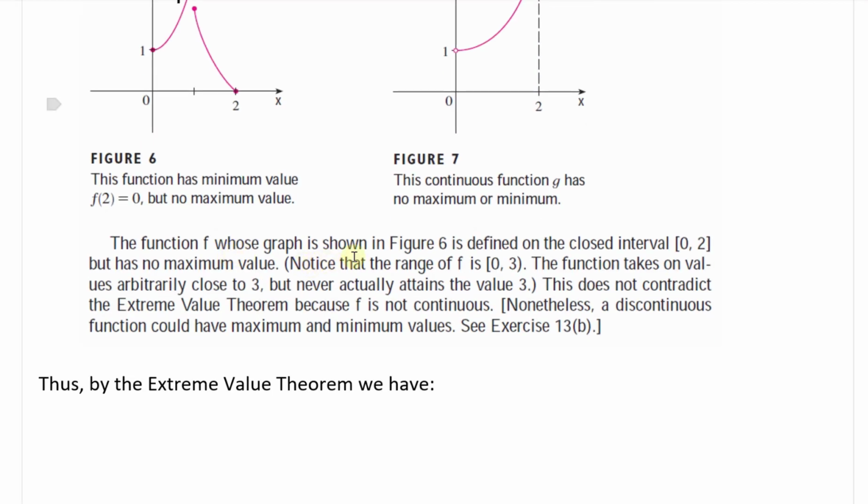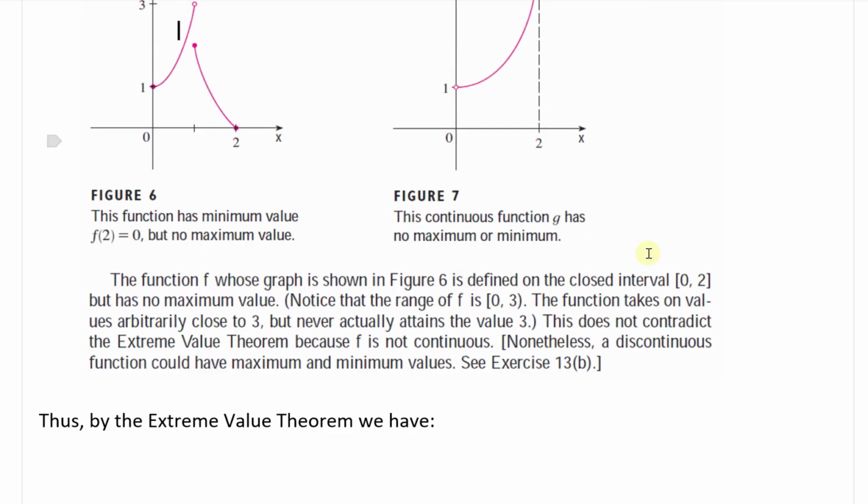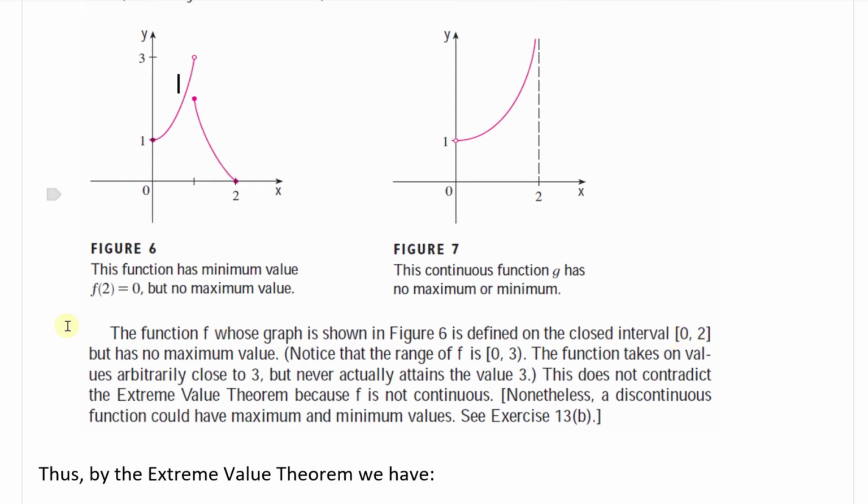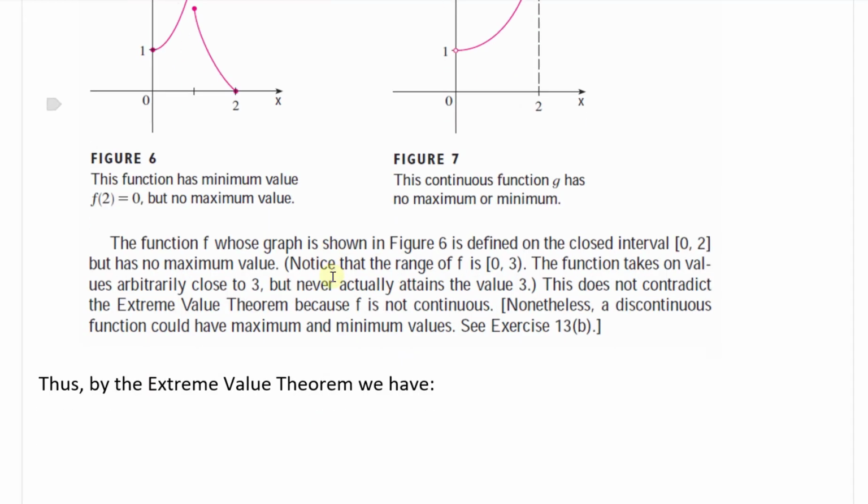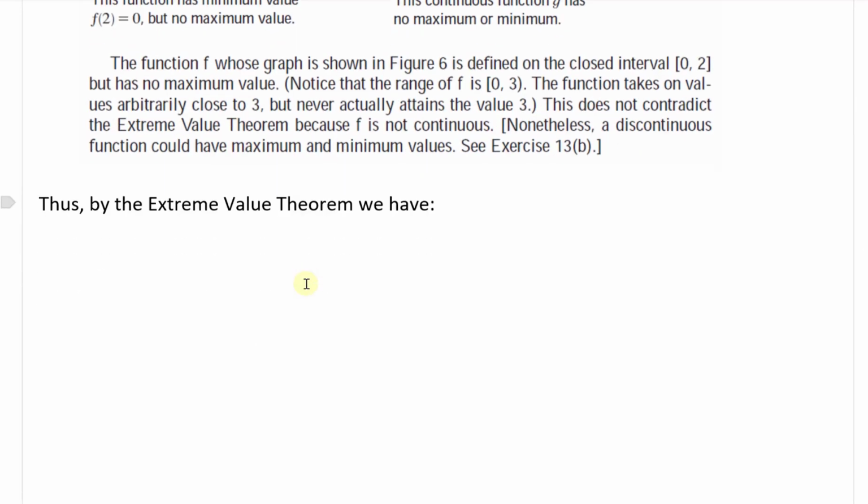So anyways, the function f, whose graph is shown in Figure 6, is defined on the closed interval 0 to 2, but has no maximum value. Notice that the range of f is 0 to 3, from closed 0 to open 3. The function takes on values arbitrarily close to 3, but never actually attains the value 3. This does not contradict the extreme value theorem because f is not continuous in this case. Nonetheless, a discontinuous function could have maximum and minimum values. See exercise 13b.